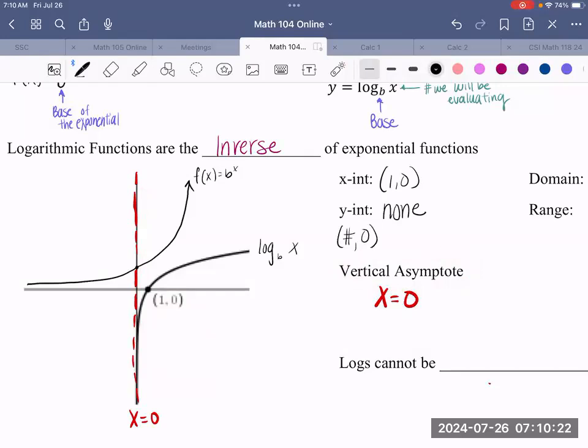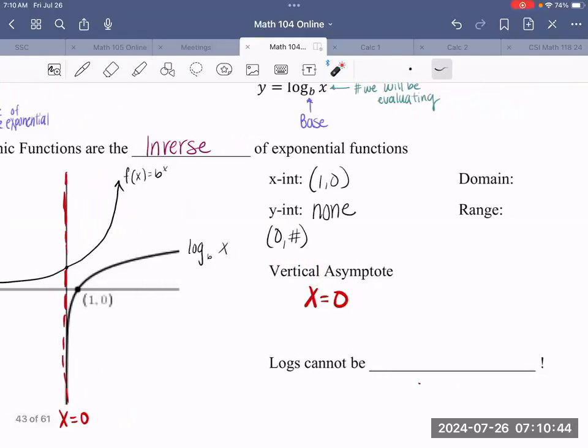Keep in mind your y-intercept is where your x value is 0 and y is some number. Oh, so sorry, I flipped that around. Your x is 0 and your y is some number. So you'll notice that x being 0 is still that vertical asymptote, which we cannot cross. So you will not have a y-intercept.